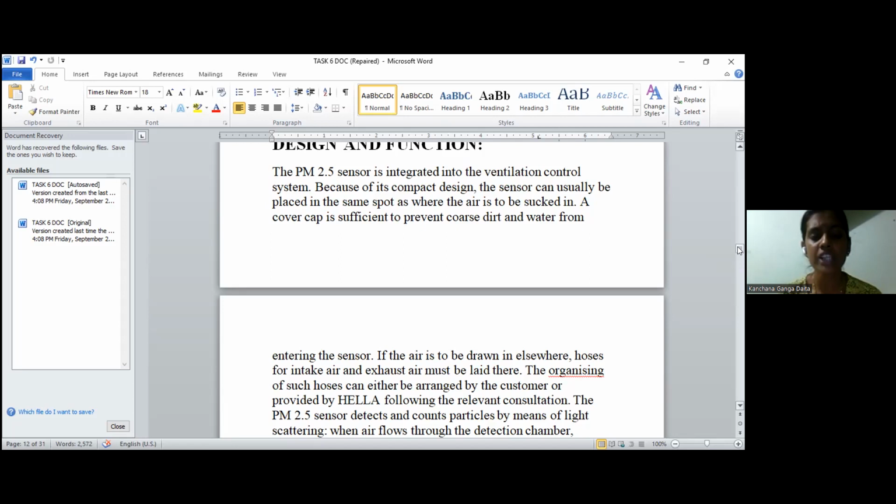So actually, we put this sensor where the air is stuck. Where the air is stuck, if you put it in the outside atmosphere, it can work. Also, if the air is to be drawn in elsewhere in the chamber, it will intake that air and exhaust it after the process. So it can be arranged by any of the companies.